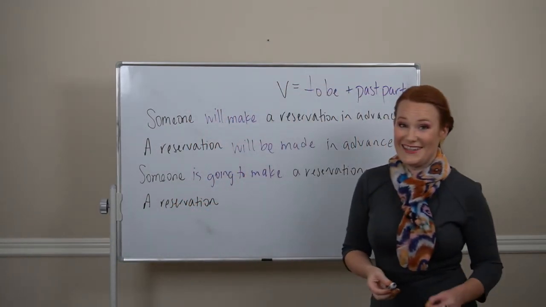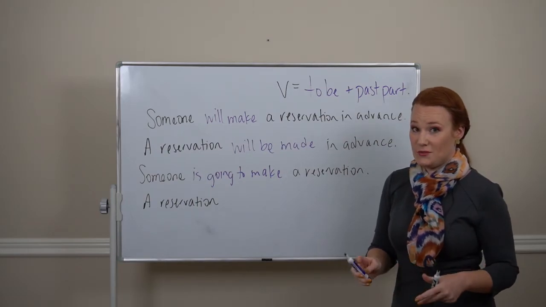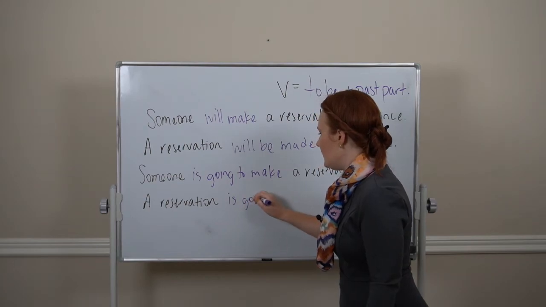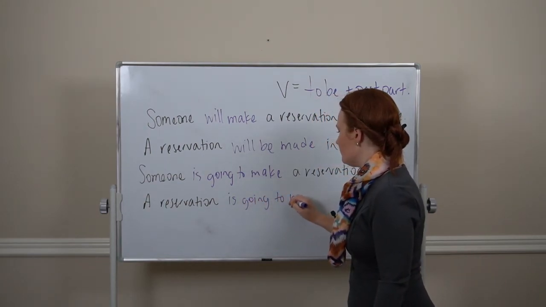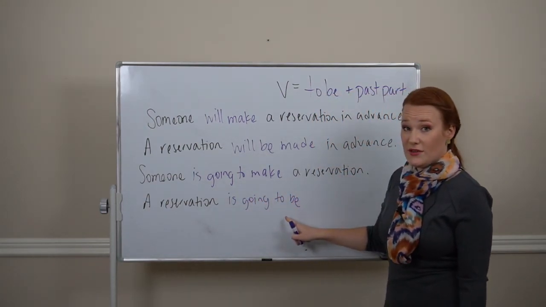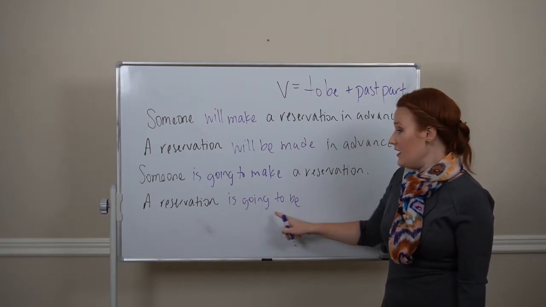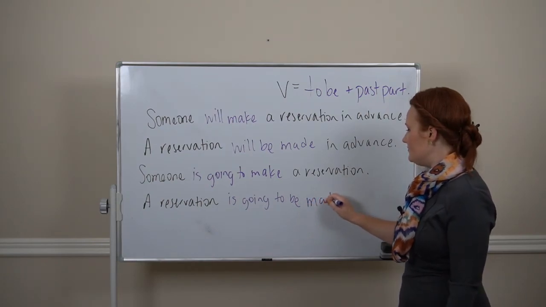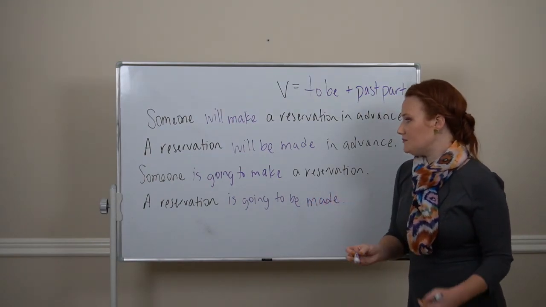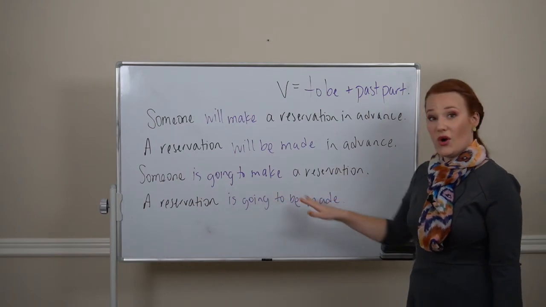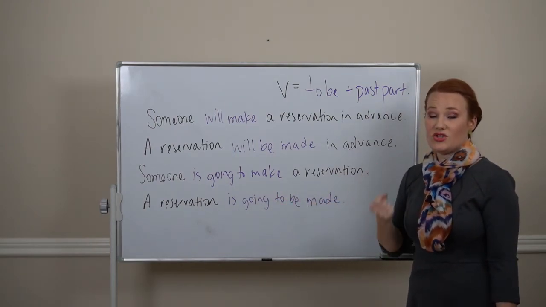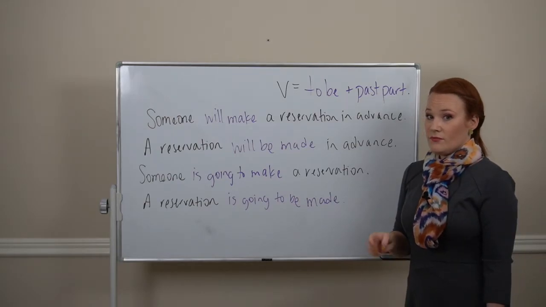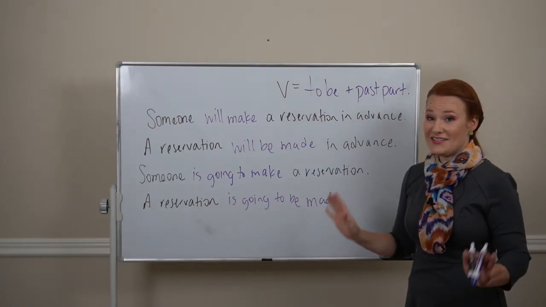All right, we need the future simple form of to be with be going to. So that would be is going to be. This is our future be going to form of to be, is going to be, plus that past participle made in advance. Will be made, is going to be made. These are our future simple forms for the passive voice. Whew, okay, that's enough for tenses.